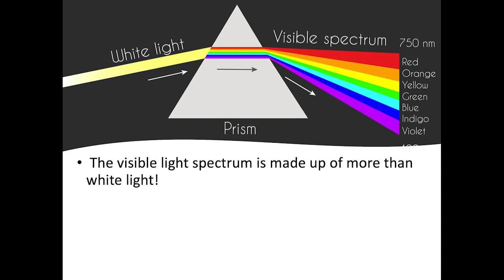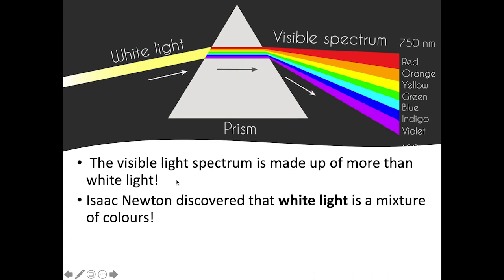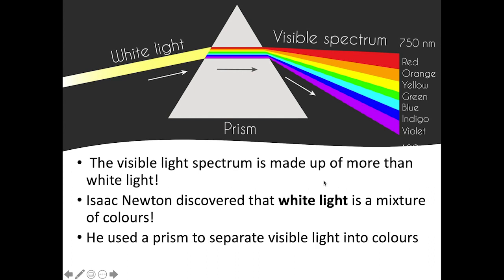As I mentioned before, the visible light spectrum is made up of more than just white light. When you're switching on your light bulb or standing in the sun, what you can't see is that white light is actually made up of all of these different color wavelengths. We just don't see them because when they're traveling together, they appear white. Isaac Newton, the man who discovered gravity, also discovered that white light is a mixture of colors. How he did this is he used a prism, a glass triangular object, to separate the visible light into colors.